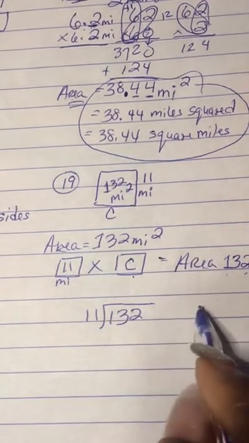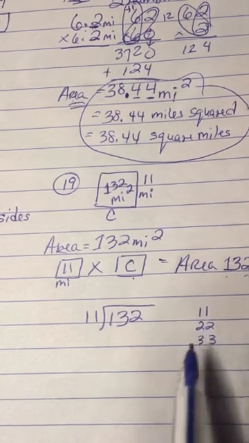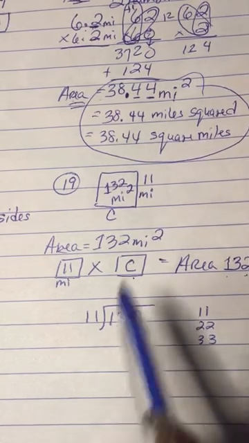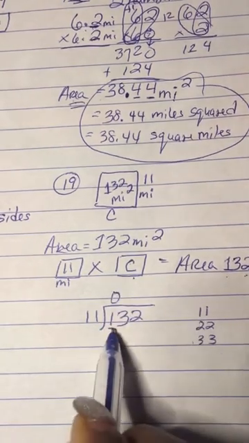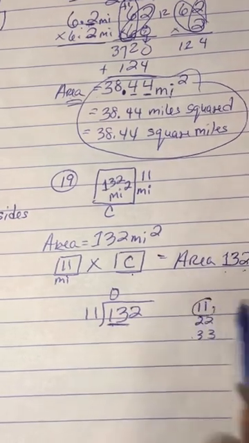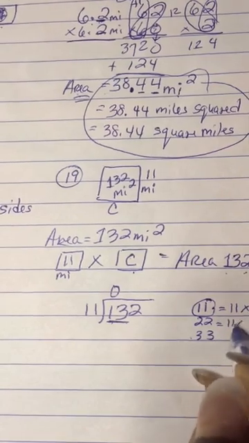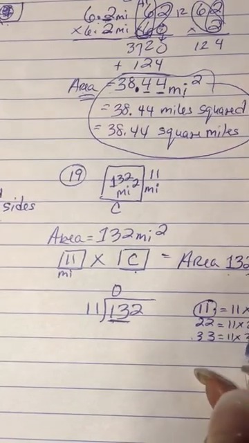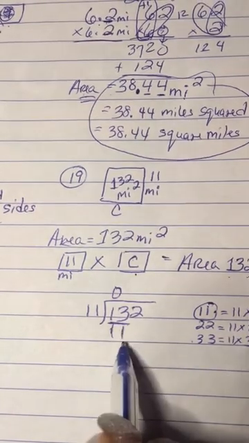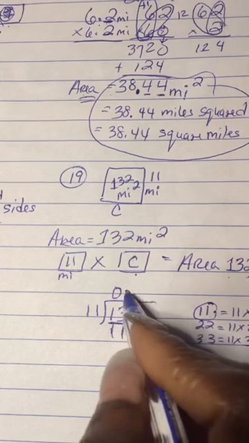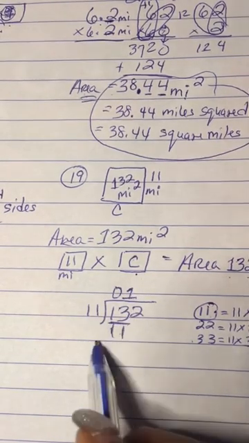And remember, we're going to write the multiples of 11. So 11, 22, 33. Which one of these multiples is closest to the number 1? None of them. Which one of these multiples is closest to the number 13? The number 11. Because this is really equal to 11 times 1, 11 times 2, 11 times 3. So this 11 goes here, and the 1 goes up here, because 11 times 1 gave us 11.